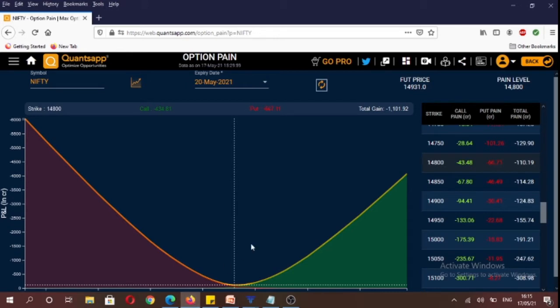You will see that for 20th May weekly expiry contract, the max pain level is 14,800 level. So it just tells us that if market was to expire on Thursday at 14,800 level, in that scenario option buyers are going to suffer large percentage of losses, as on expiry a high percentage of options expire worthless.